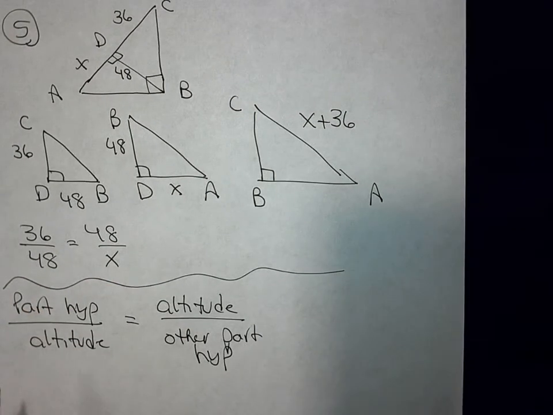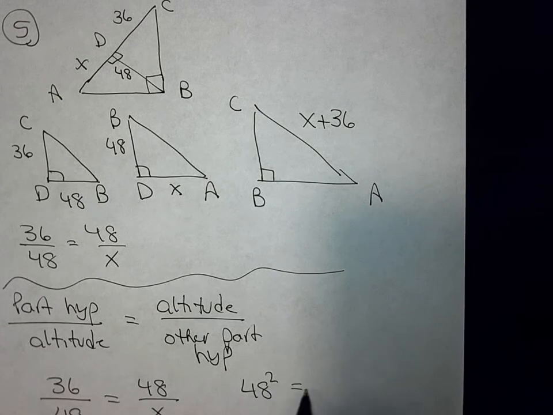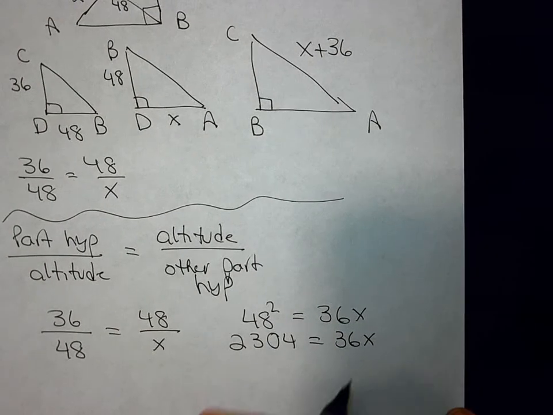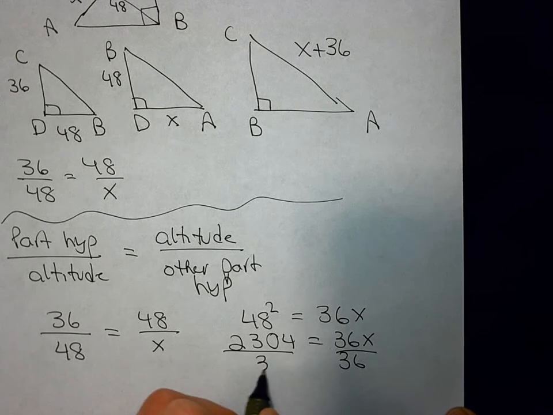you're going to do part of the hypotenuse is a 36. Altitude is the number inside the triangle, so that goes in the kitty corners, and then the other part of the hypotenuse is going to be the x. So same thing, 48 squared is going to equal 36x. So 2304 is 36x. You're going to divide both sides by 36. So x is going to be 64.